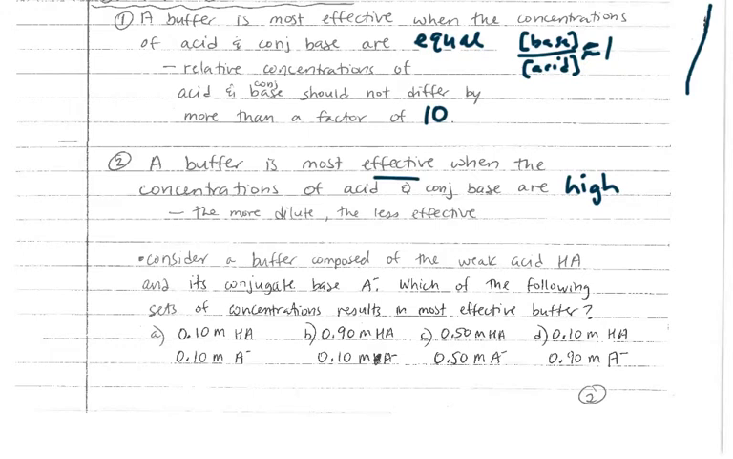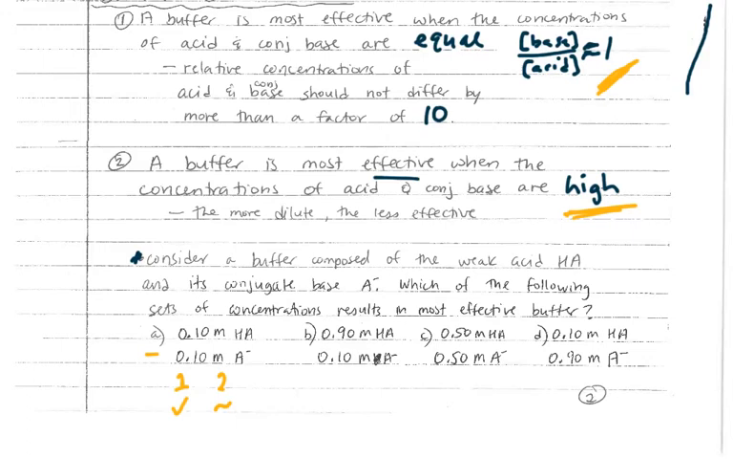So this is just a concept check question. If we consider a buffer that's composed of the weak acid HA and its conjugate base A-, then which of the following sets of concentrations results in the most effective buffer? So we want them to be roughly equal to 1, and we want the concentrations to both be fairly high. So this one, let's say A here, it satisfies rule 1, but maybe not rule 2.